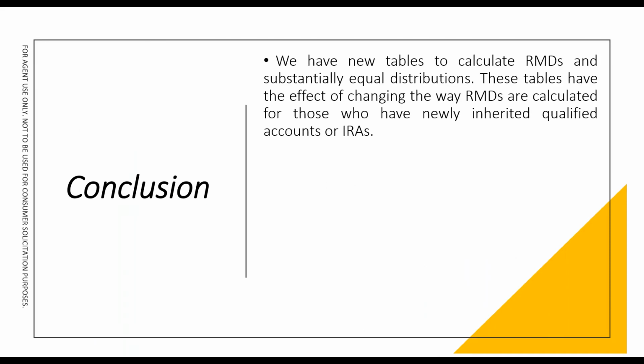So what should we take away from today's webinar? Well, we've got new tables. New tables calculate RMDs and substantially equal distributions, and the tables have some hidden effects in that they may affect 72(t) and 72(q) calculations, and they may have substantial impact on those who have inherited qualified accounts, IRAs, or non-qualified annuities in the past, and may be surprised by the fact that their minimum distributions are actually going to be lower in the coming year. So it's a good reason to touch base with those clients.